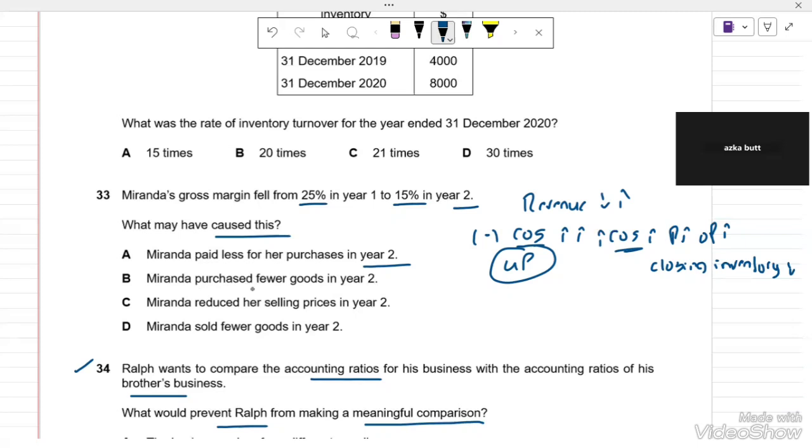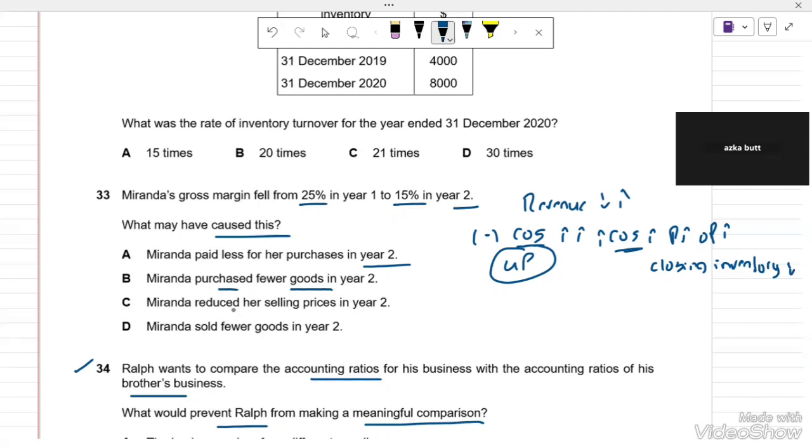So if Marinda purchased fewer goods in year two, it means that there is also a reduction in revenue. So if the cost of sales is decreasing, revenue is also decreasing, so there should be a corresponding decrease. So this is not the right answer.